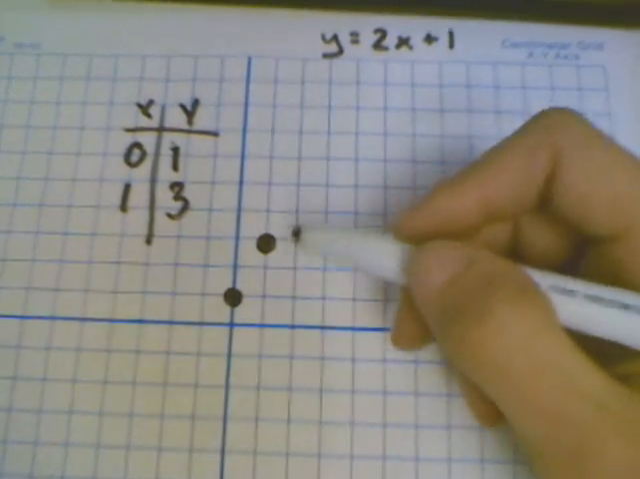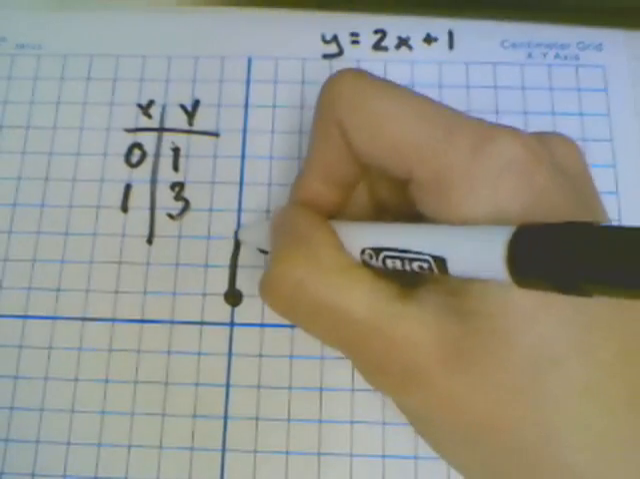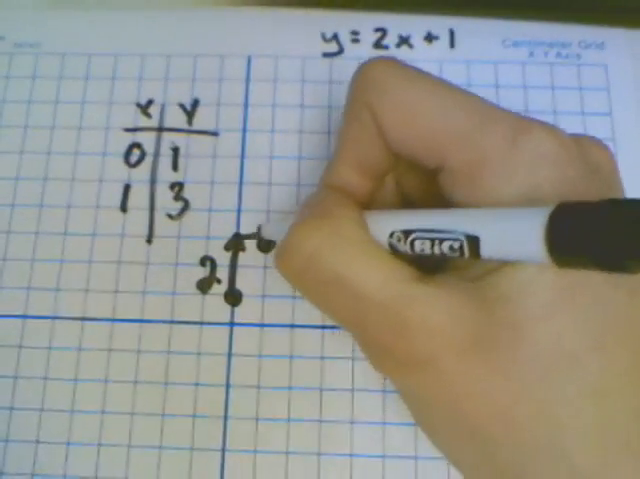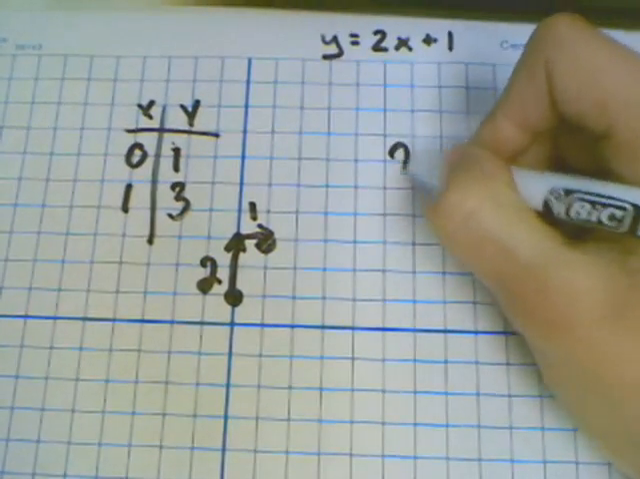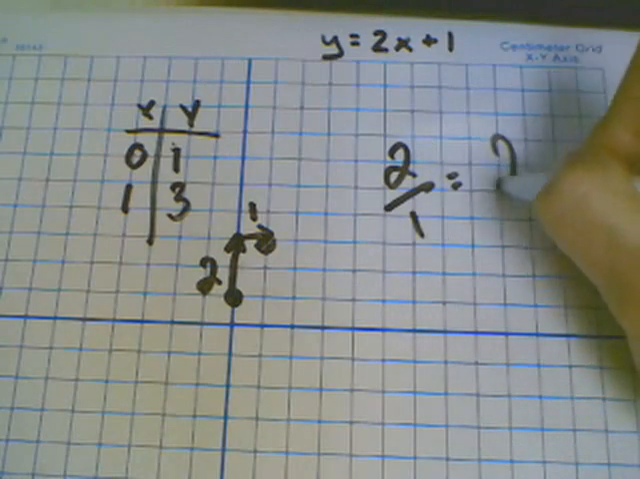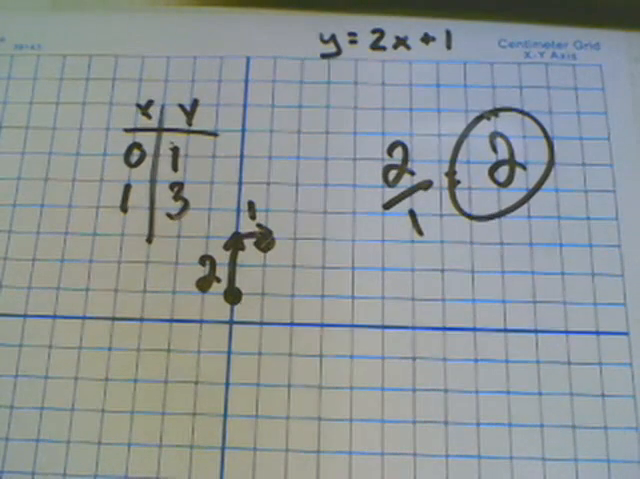Now that I have 2 points, I can find the slope. I'm going to rise up 2 and go over 1. So my slope is 2 over 1, which is just 2.